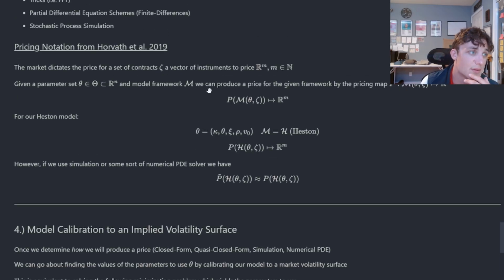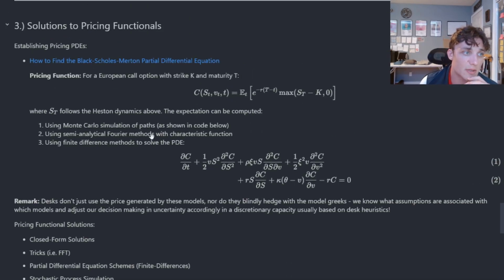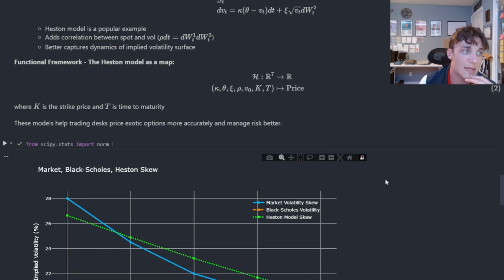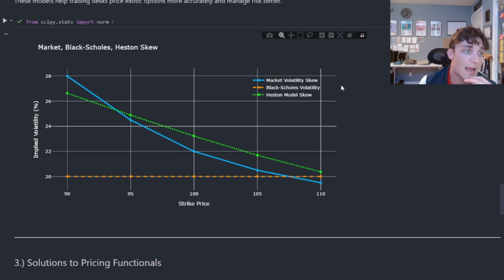And the reason why I like this notation is because it's consistent with other videos that I've done on using neural networks to approximate these pricing functionals to increase the speed of pricing and calibration, which we're going to talk about in a moment. So we're focusing on this idea of Monte Carlo simulation. We can use Monte Carlo simulation to produce prices for our Heston framework. Once we produce a price for a Heston framework, we can look at the skew, see how close we are to the market skew, tinker with the parameter, check the Heston skew again, tinker with the parameter, and just do that iteratively until the green line fits the blue line.